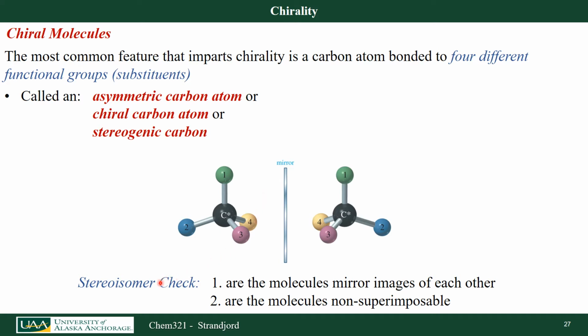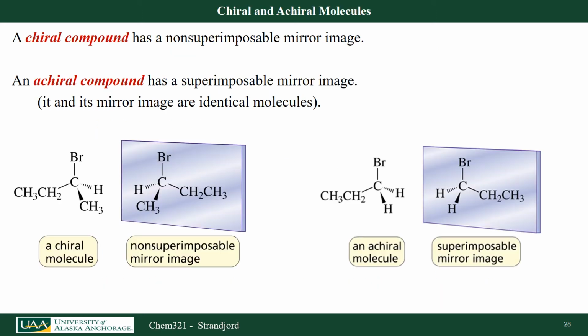So let's check for stereoisomers here. Are the molecules mirror images of each other? Yeah, they're mirror images of each other. I put a mirror plane down between them and they reflect each other. Are the molecules non-superimposable? Yes, they're non-superimposable. Therefore, they are stereoisomers of each other. How about a compound? A chiral compound has a non-superimposable mirror image. An achiral compound has a superimposable mirror image.